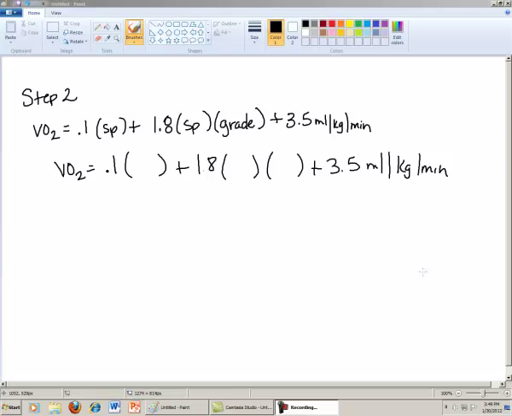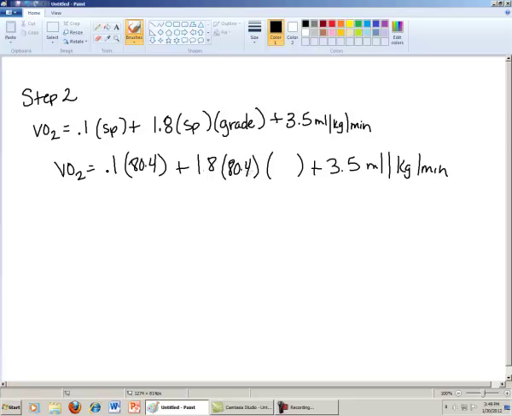Now we're going to plug in the numbers that we know. 0.1 times speed, which was 80.4, which we figured out earlier. And then we're also going to plug it in again right here for speed. And then we have a grade. Now he wants to walk at a 6% grade.